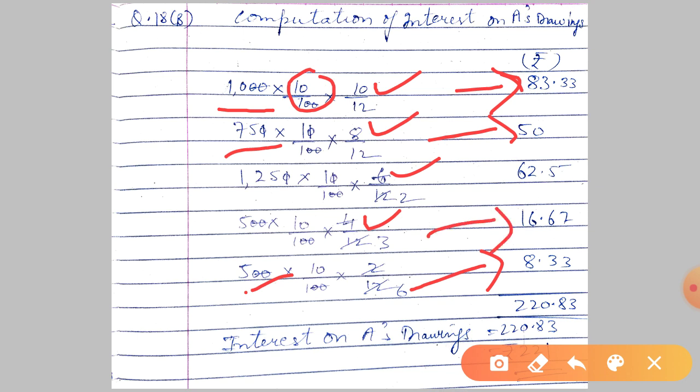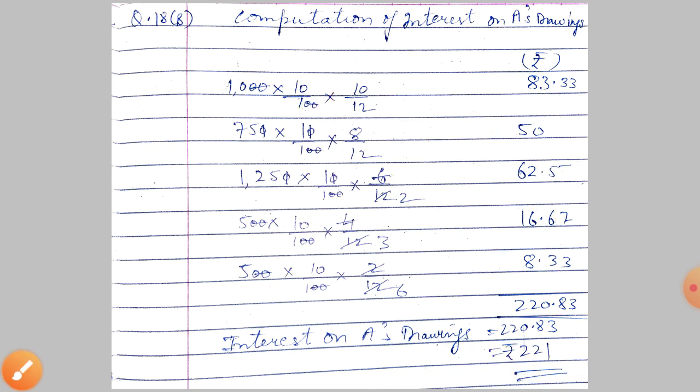So when we total all the amounts, it is 222.83, okay, so we will round it off and make it 221. I hope this is clear to you because the date of the drawing was clearly mentioned. I hope this is clear to you.